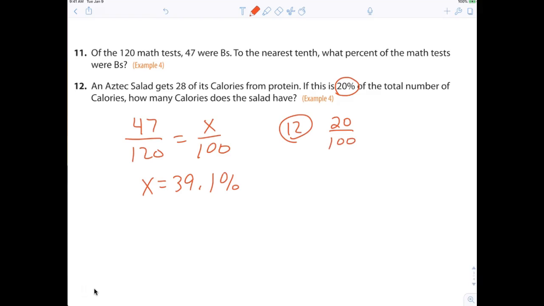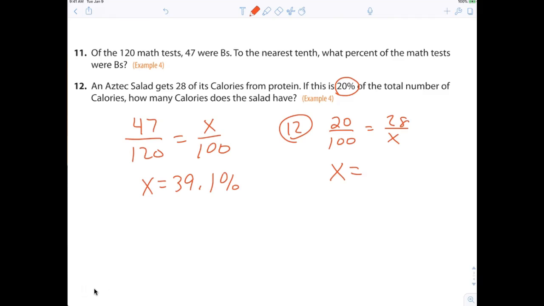Now here's where I need everybody's attention. Look up and hear me. Again, 20 represents the part and 100 represents the what? Whole. The whole. That's what this means. 20 out of 100, part to whole. Now the question is, does 28 represent all of the calories, or does that represent part of the calories? Part. So where does the 28 go, on top or bottom? There you go. So it equals 28 over x. Now let's go ahead and cross multiply and divide for me.